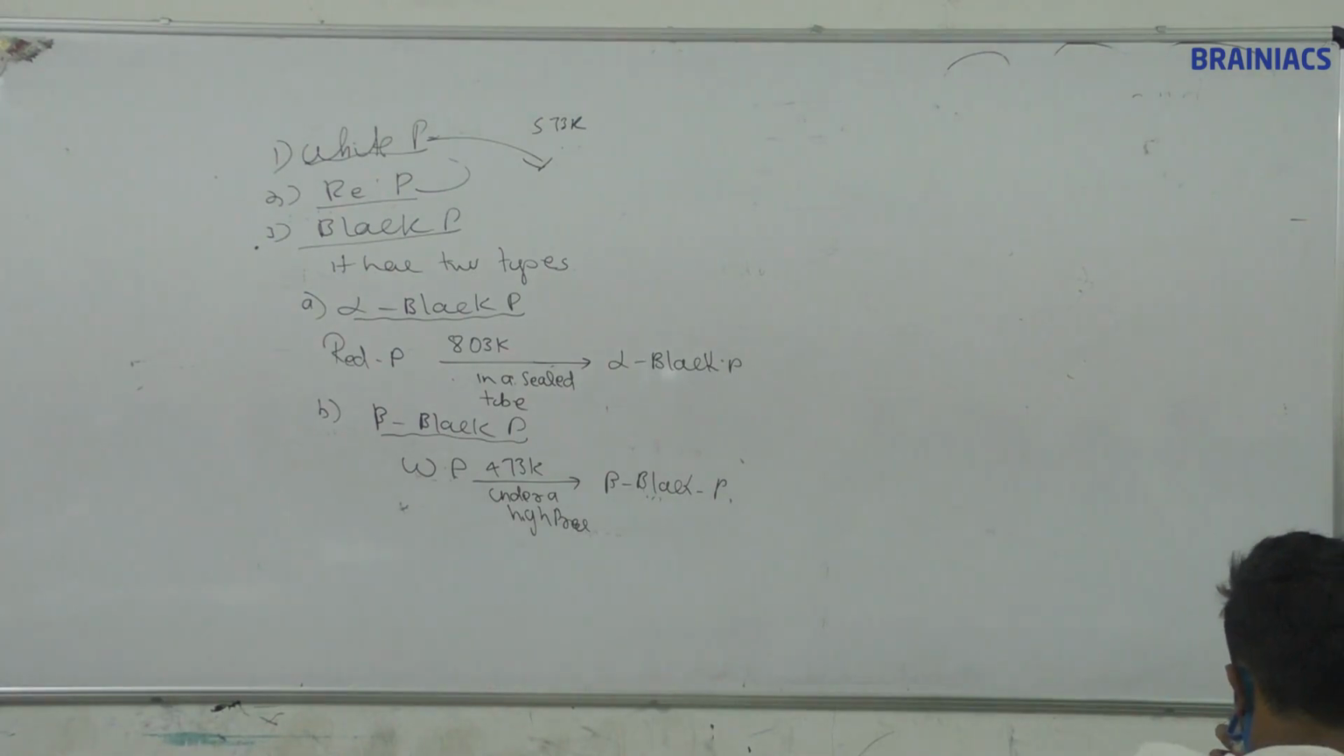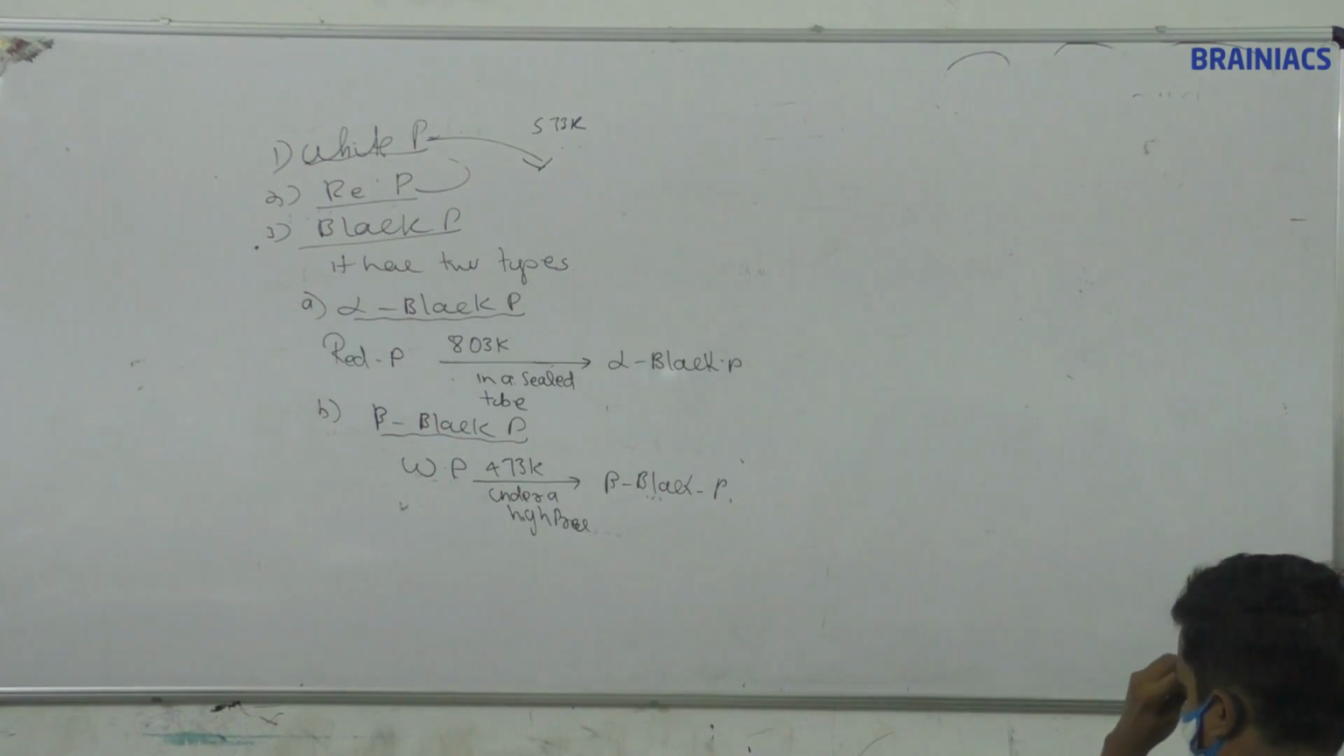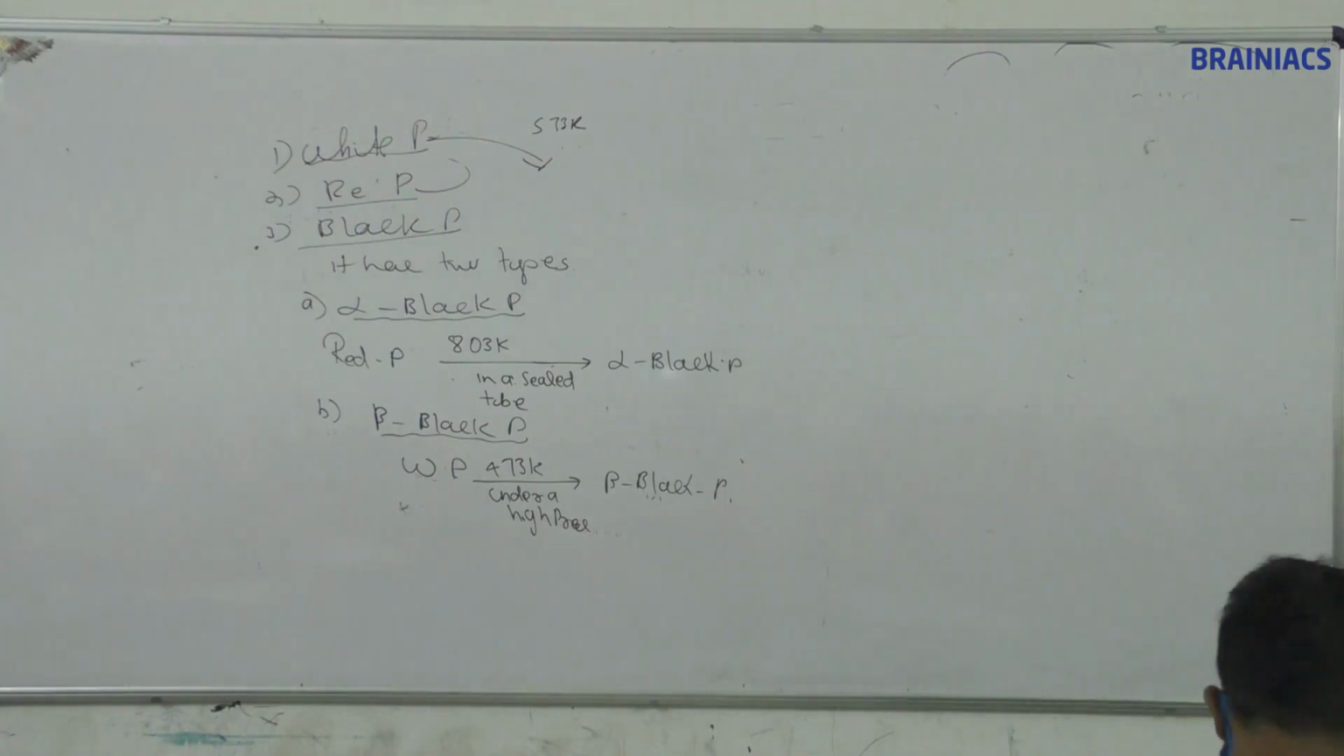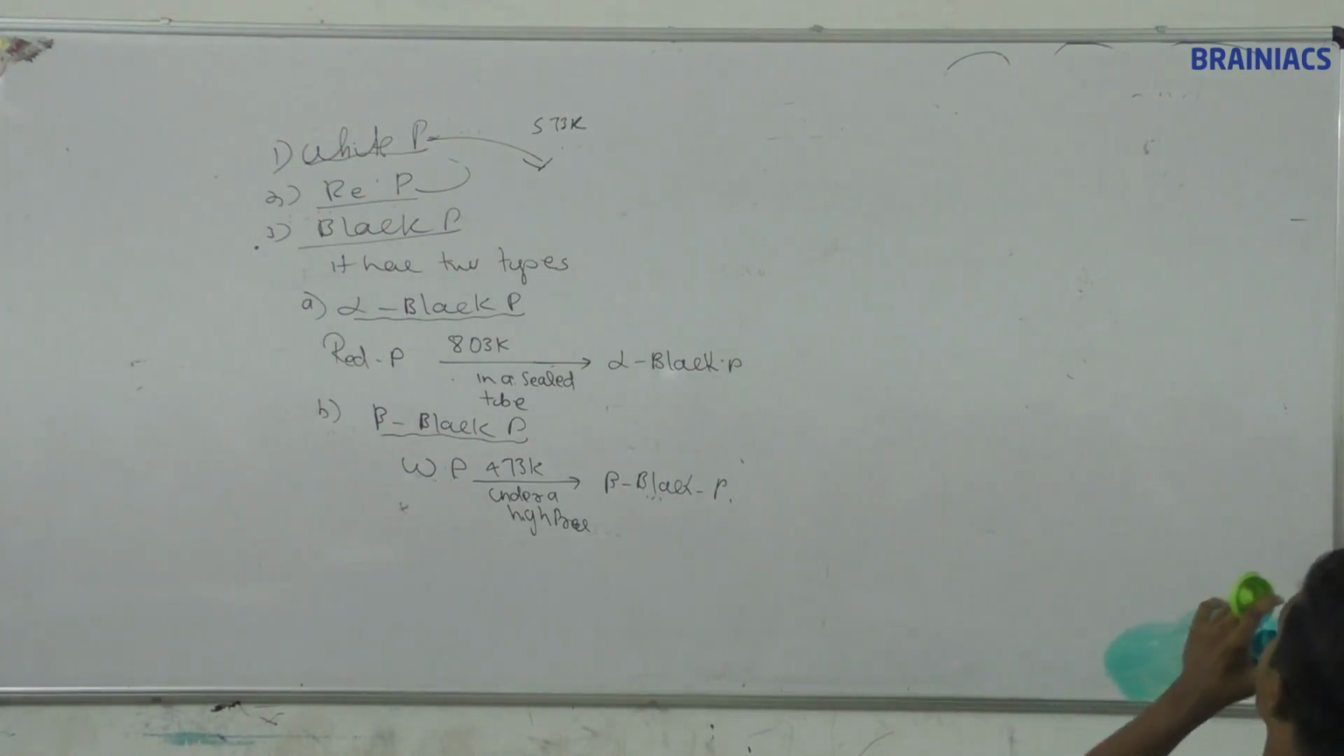Alpha black phosphorus is formed from heating red phosphorus at 803 Kelvin in a sealed tube. Beta black phosphorus is formed from heating white phosphorus at 473 Kelvin under high pressure. Okay. So what are the allotropes of phosphorus? White phosphorus, red phosphorus, black phosphorus. What are the different types of black phosphorus? We have alpha black, beta black. Which is the most reactive one? White. Why? It contains discrete P4 tetrahedral molecules with weak van der Waals force, which shows chemiluminescence, which is soluble in CS2 and not soluble in H2O.